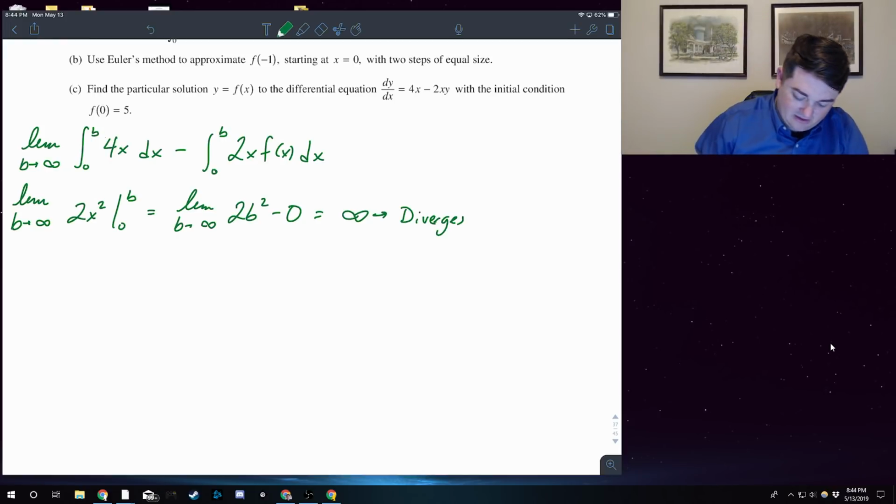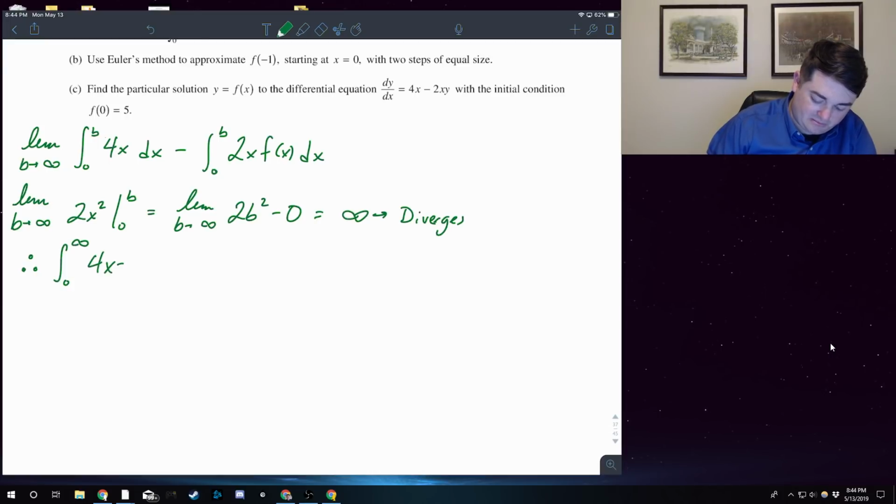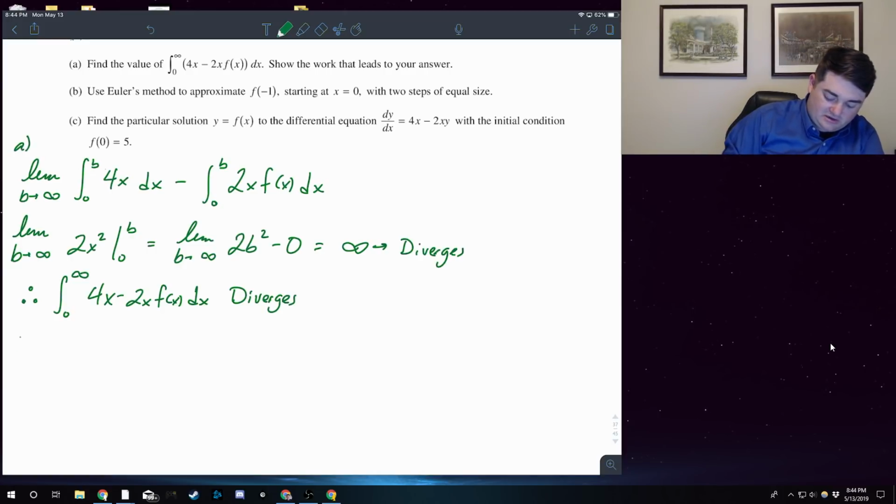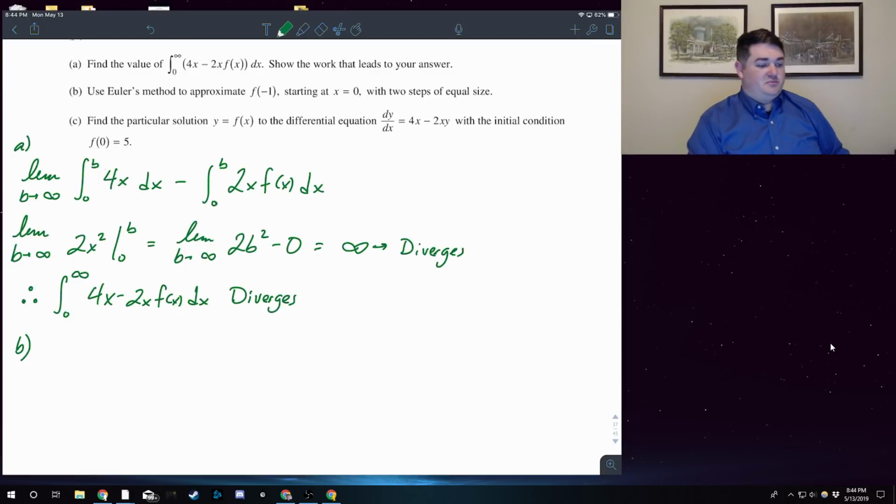We might come back and fix this if I was wrong, but my gut says, therefore, the entire integral must diverge. The integral from 0 to infinity of 4x minus 2x f of x diverges. Maybe there's some trickery that I'm not seeing there, but it sure seems like you've got something that diverges minus who cares. Alvin, the snipping tool won't work because this is on the iPad, not my PC.